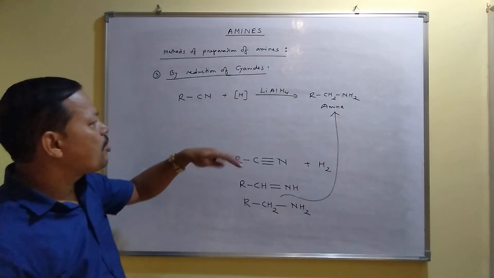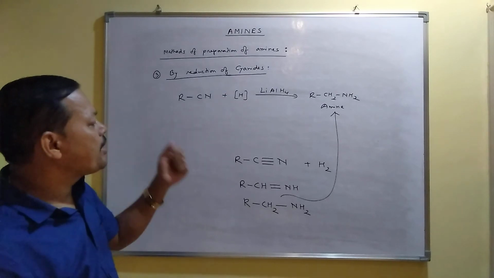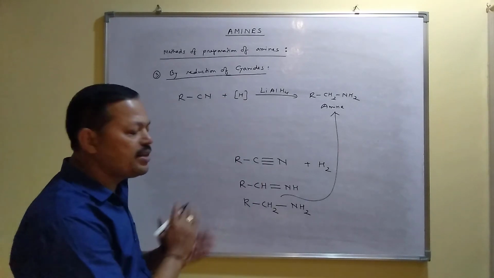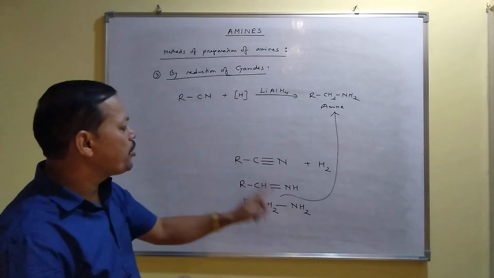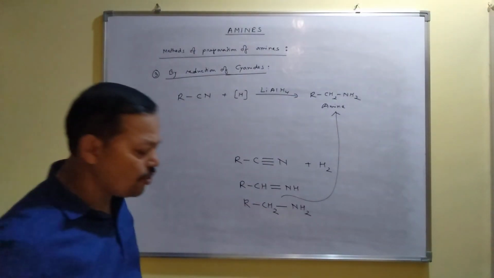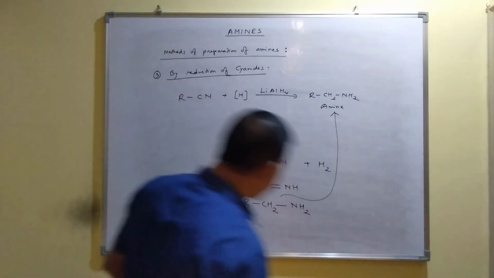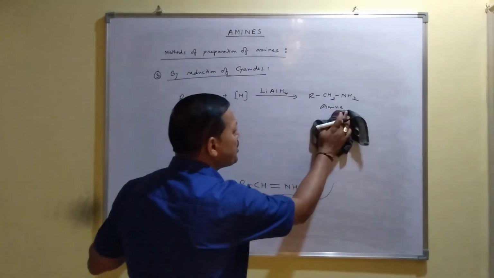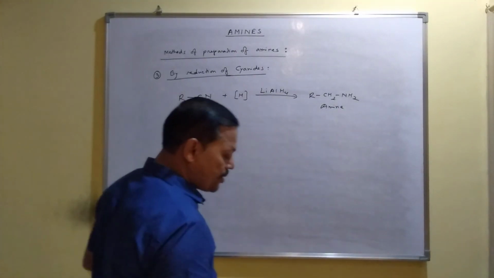So reduction means nothing but addition of hydrogen. Due to the presence of the triple bond, addition of hydrogen takes place directly, and the triple bond is converted to a single bond. It will convert to amines. So these are the methods of preparation of amines.